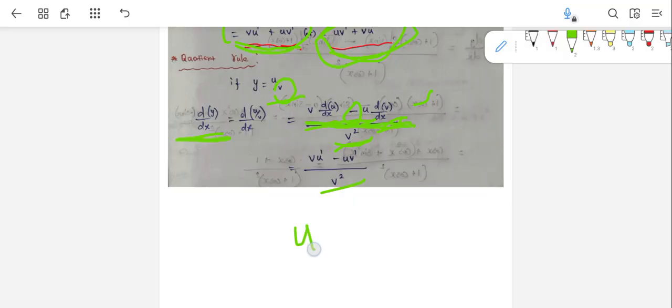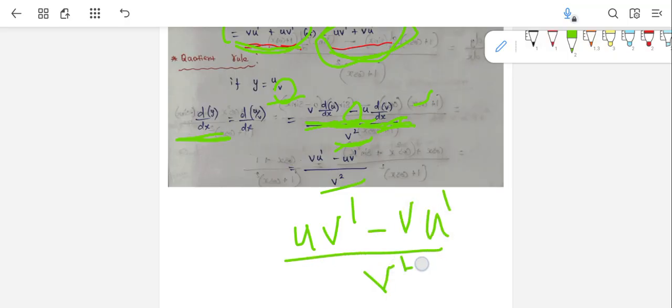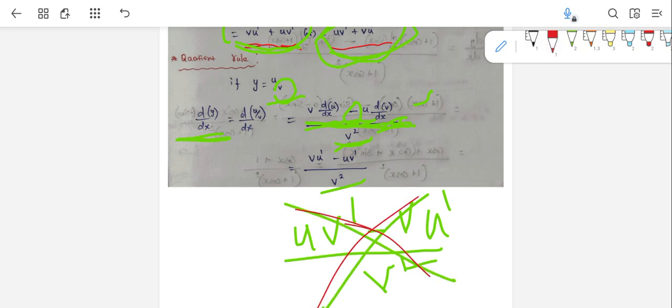But what I am saying is you can't write u v dash minus v u dash by v square; this is not correct. This is entirely wrong. Only this is correct, guys: v u dash minus u v dash only. You can't put u v dash in front; you can't change it like that. So this is the formula: v u dash minus u v dash divided by v square, right?